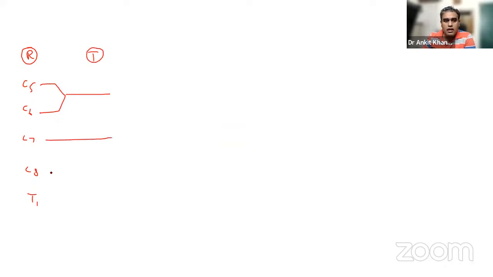I'll go from left to right this time. So we have C5, C6, C7, C8, and T1. Okay, these are the roots. C5, C6 combined, which trunk? Upper trunk. So we are discussing trunks over here. C7 straight away, middle trunk. C8, T1, which trunk? Lower trunk.